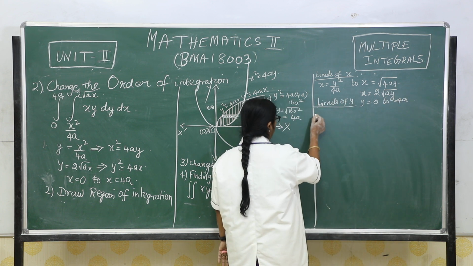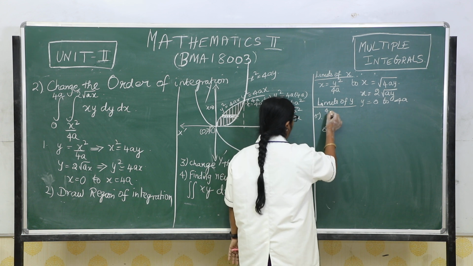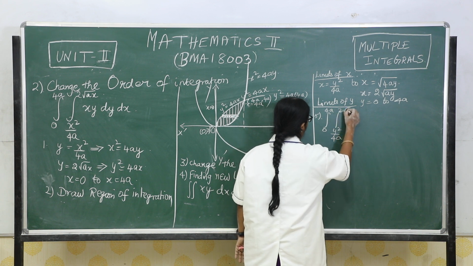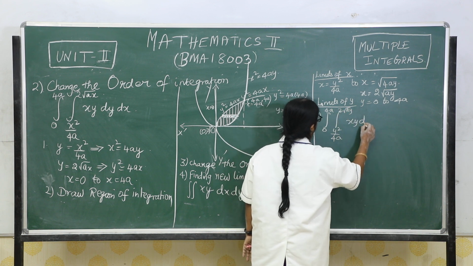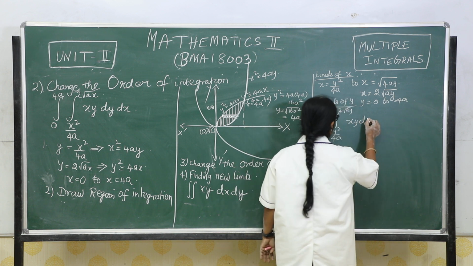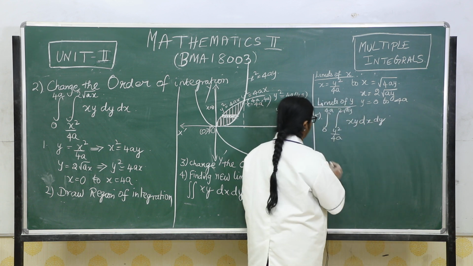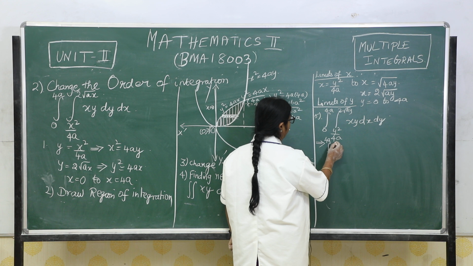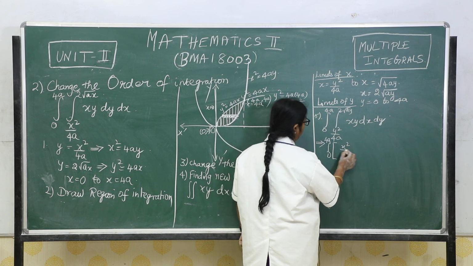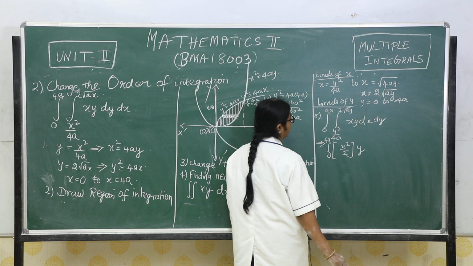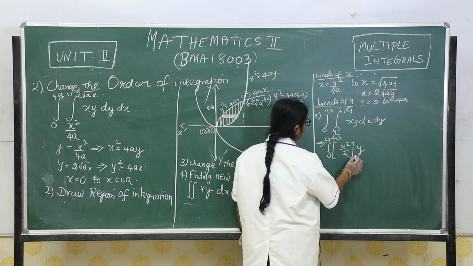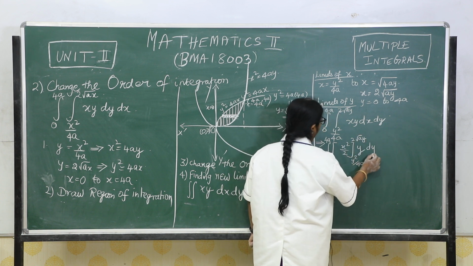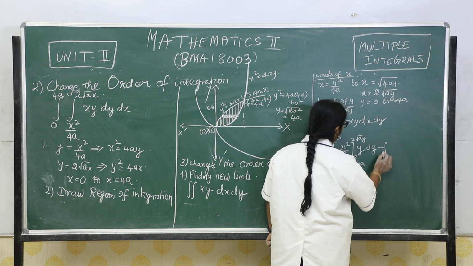Now, feed the limits. Integral 0 to 4a, integral y squared by 4a to 2 root ay of xy dx dy. Substituting the limits after integration, integral 0 to 4a, x squared by 2 into y, keeping y as a constant, y squared by 4a to 2 root ay dy, and which gives me integral 0 to 4a.